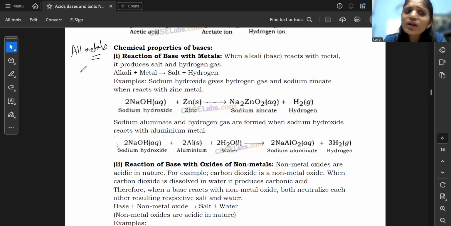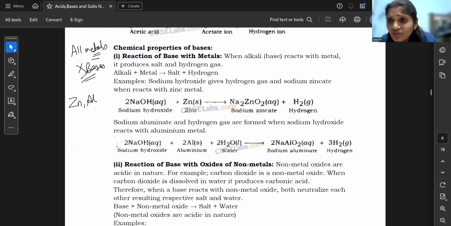Metals usually don't react with bases, because metals are also slightly basic in nature. All metals don't react with bases, but there are a few metals which do. They are zinc and aluminum. Usually metals don't react with bases because metals basically are basic in nature.